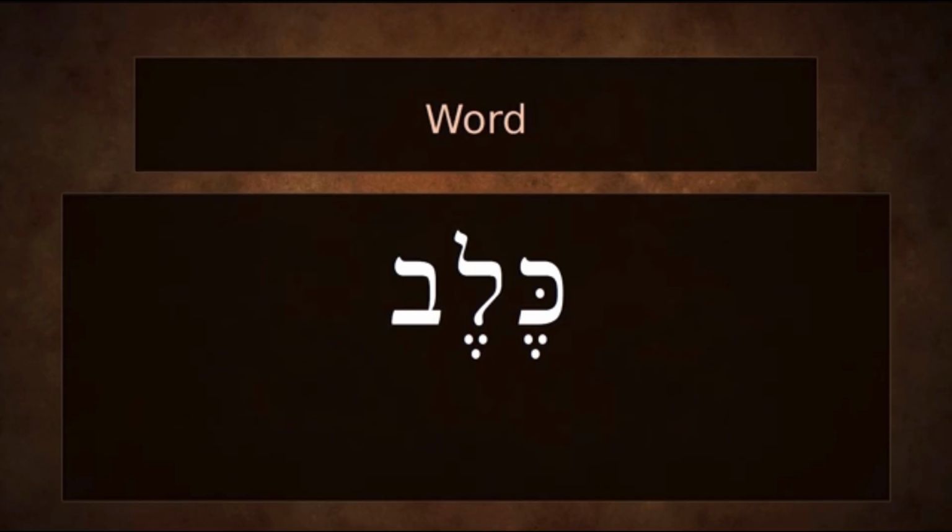First, here is a new word. It is spelled kaf, lamed, beit. Notice that the kaf has a dagesh, so it makes the k sound, while the beit does not have a dagesh, so it makes a v sound. This word is pronounced kelev. Kelev is a noun. It means dog. And as a side note, this word is where the name Caleb comes from.